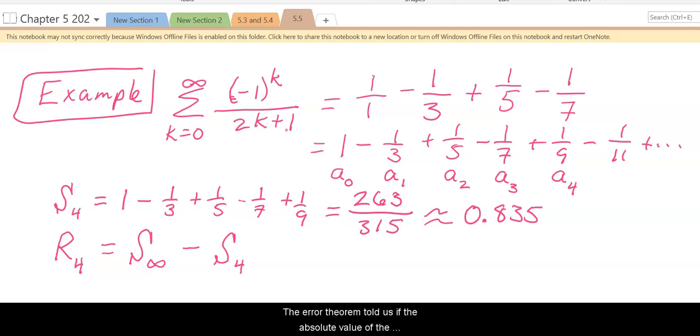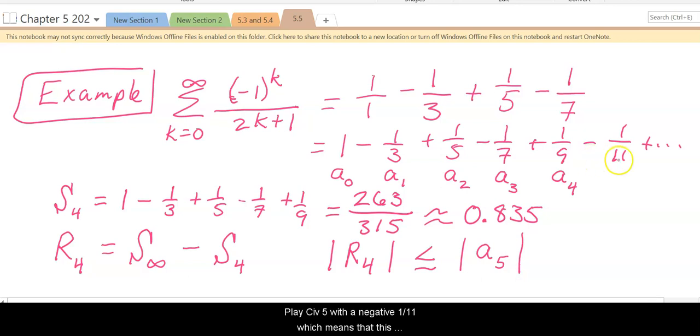The error theorem told us that the absolute value of the error has to be less than the next term's absolute value. In other words, the absolute value of the error for R4 has to be less than or equal to the absolute value of the next term in the sequence, which is, in our case, a sub 5. A sub 5 was a negative 1/11th, which means that this sum that I used, 0.835, can be no further off than 1 over 11.